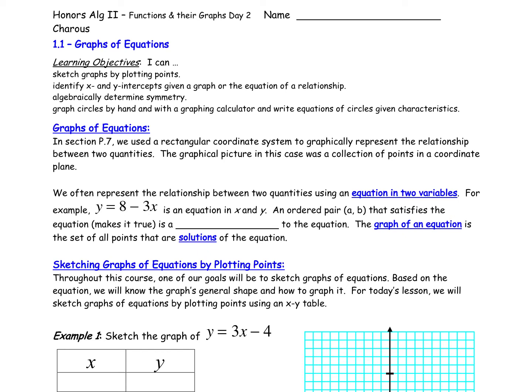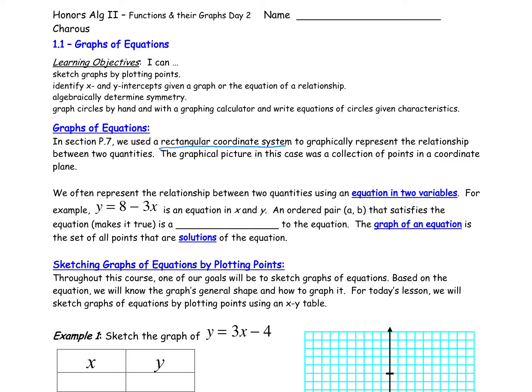In Notes 1.1, we're going to learn about graphs of equations. To begin with, if we have an equation and we want to graph it, we can use the rectangular coordinate system that we learned about in section P.7 to graphically represent the relationship between two quantities. This picture, this collection of points, is going to be the graph of an equation.